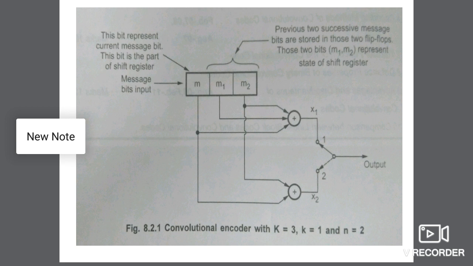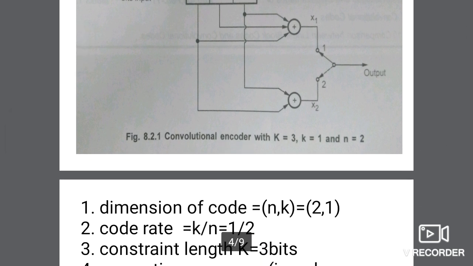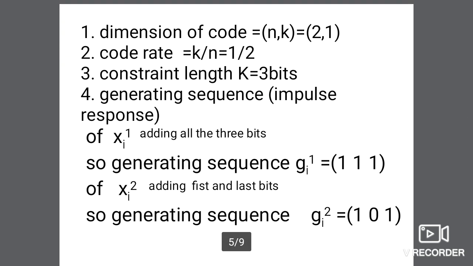Here k is 1, meaning the original message bit M is 1. This bit represents the current message bit. This bit is part of the shift register also, and M1 and M2, the two previous successive message bits, are stored in those two flip-flops. Those two bits M1 and M2 are the present state of the shift register, and X1 and X2 are the outputs of the adders, and finally the output is given by a switch. Here k is 1 means M, and n is 2 means M1, M2.